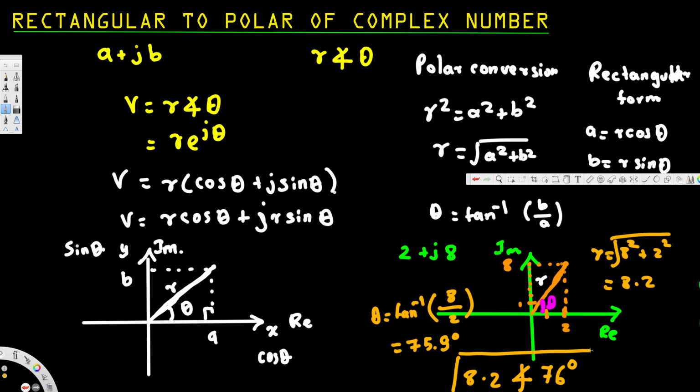And that's how we convert a rectangular complex number to the polar form of a complex number.